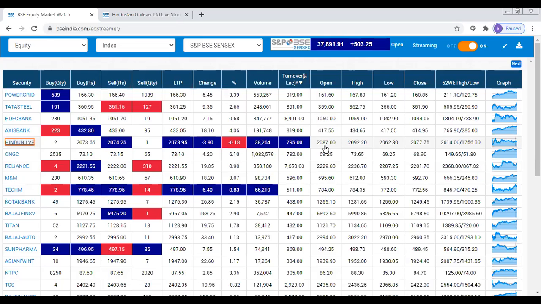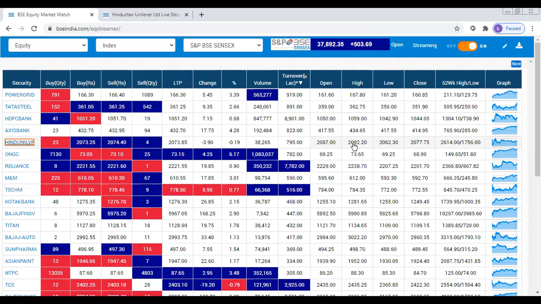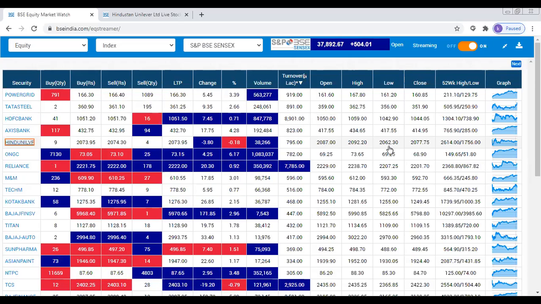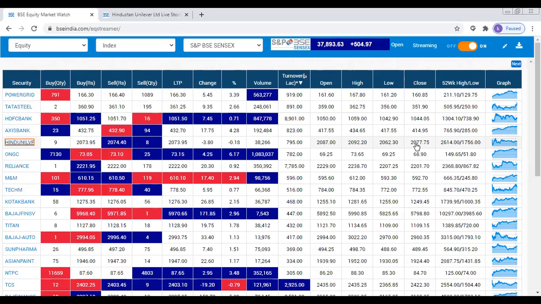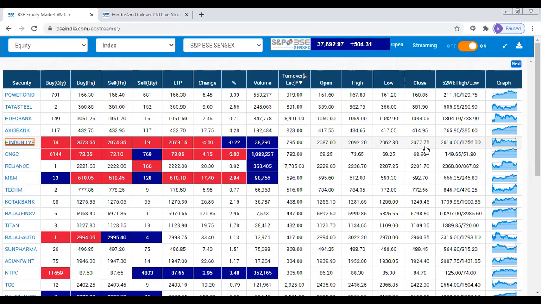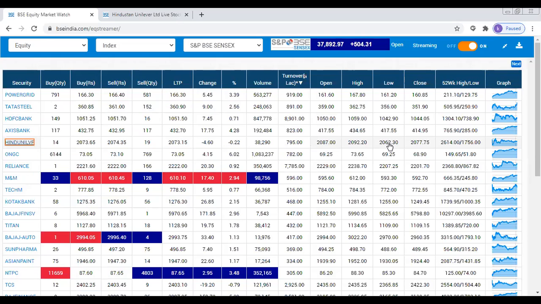Today morning when the stock market opened, what was the price of Hindustan Unilever? It opened at 2087. Till now it has touched a higher end of 2092. Lowest it touched 2092, and it has closed at 2077. So this is the data that we have. This was yesterday's data that it opened at this particular rate. This was the highest price that the share reached. This is the lowest price that the share has reached, and at this particular price the share has closed.